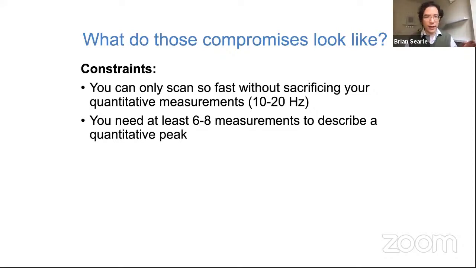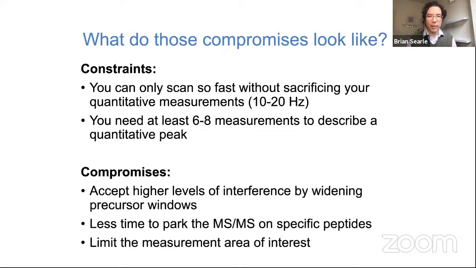And the other aspect of this is you really need 6 to 8 measurements across a peak to be able to describe the shape of that peak. So you need to collect a lot of scans to represent every single peptide. And so there are a lot of compromises that we make relative to PRM.